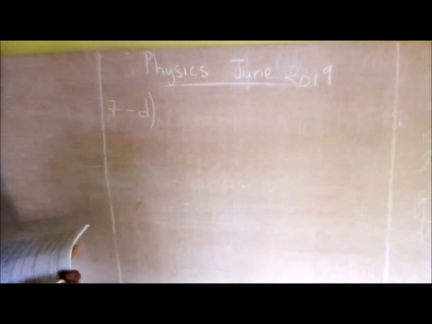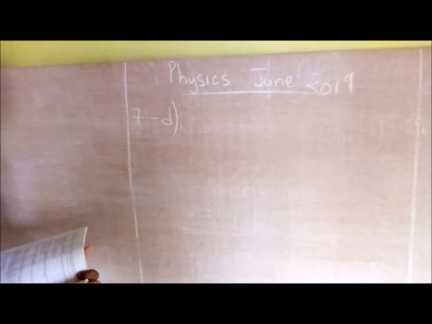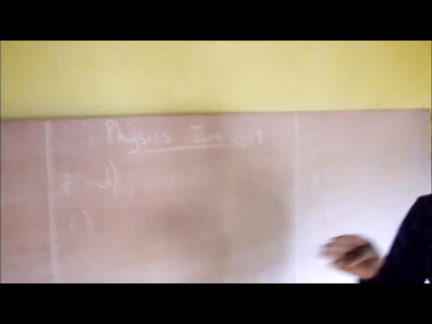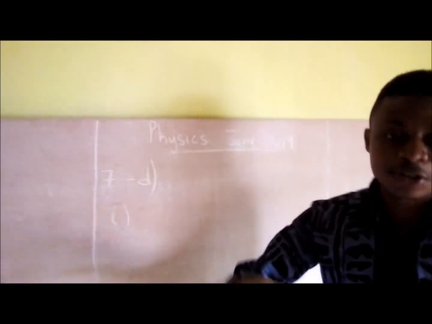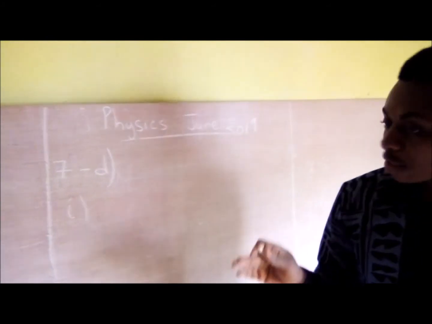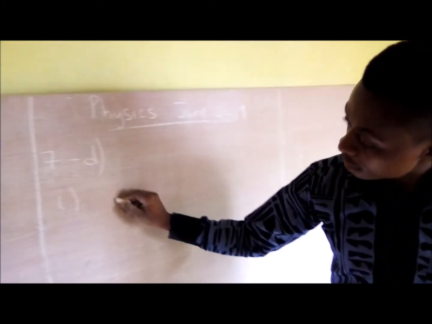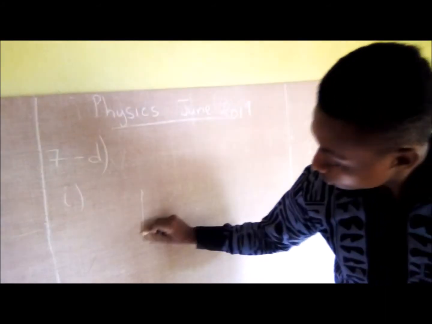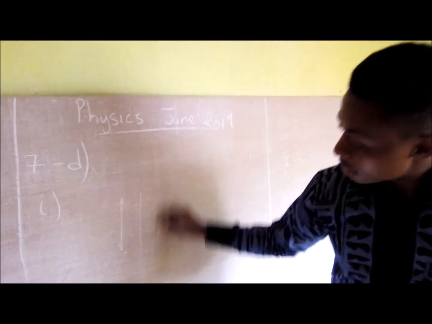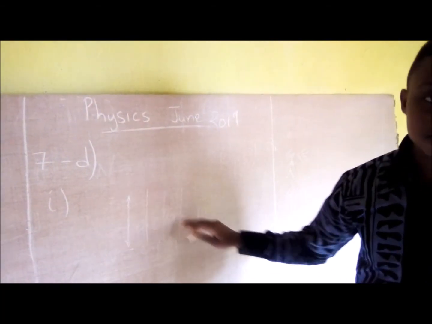Question 7D. The question is under waves. Romans 1 says you should define a longitudinal wave and give an example. So what is a longitudinal wave? A longitudinal wave is a wave that travels parallel to the direction of the production of the wave. It means it travels parallel to the direction of the vibration. If this is the direction of vibration, that is the source producing the wave, the wave will also travel in this direction. It means parallel to it.